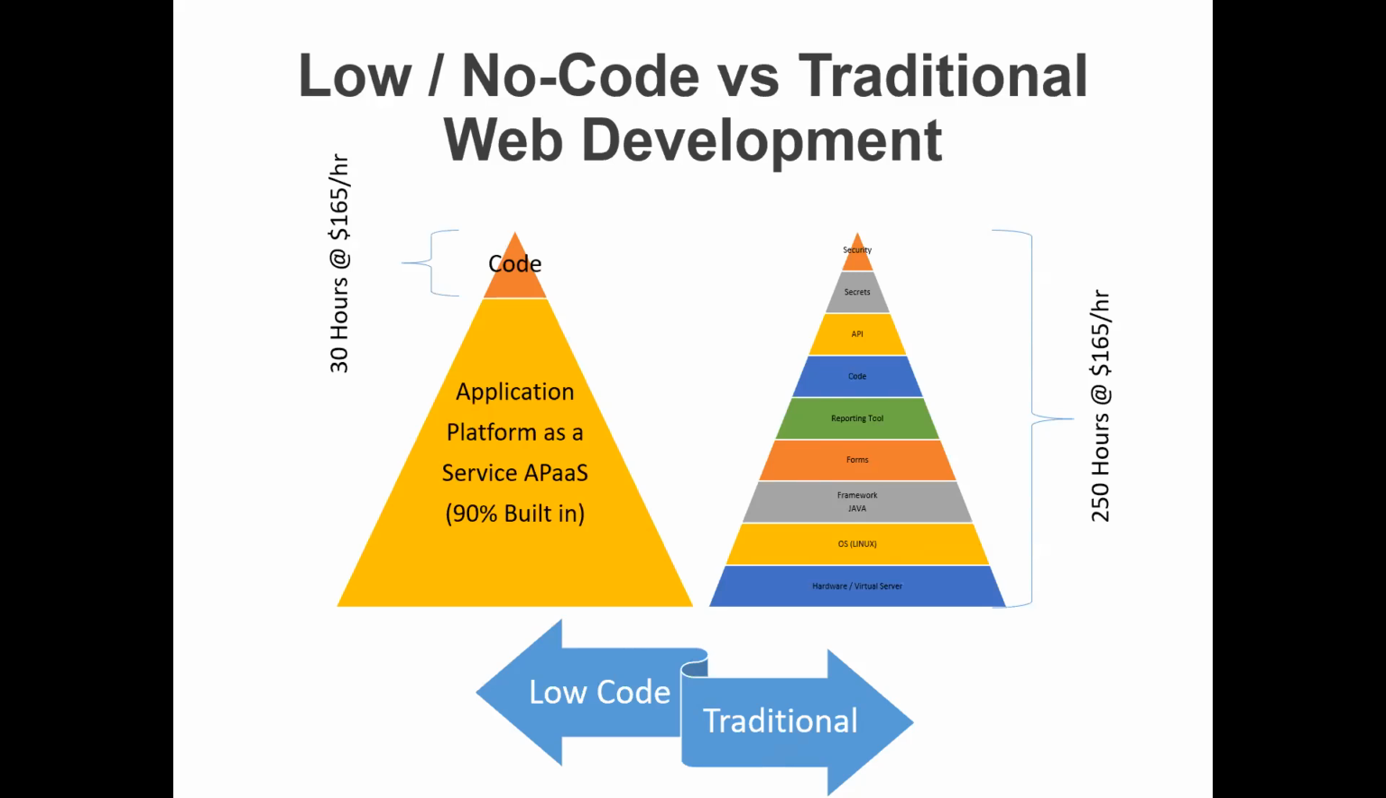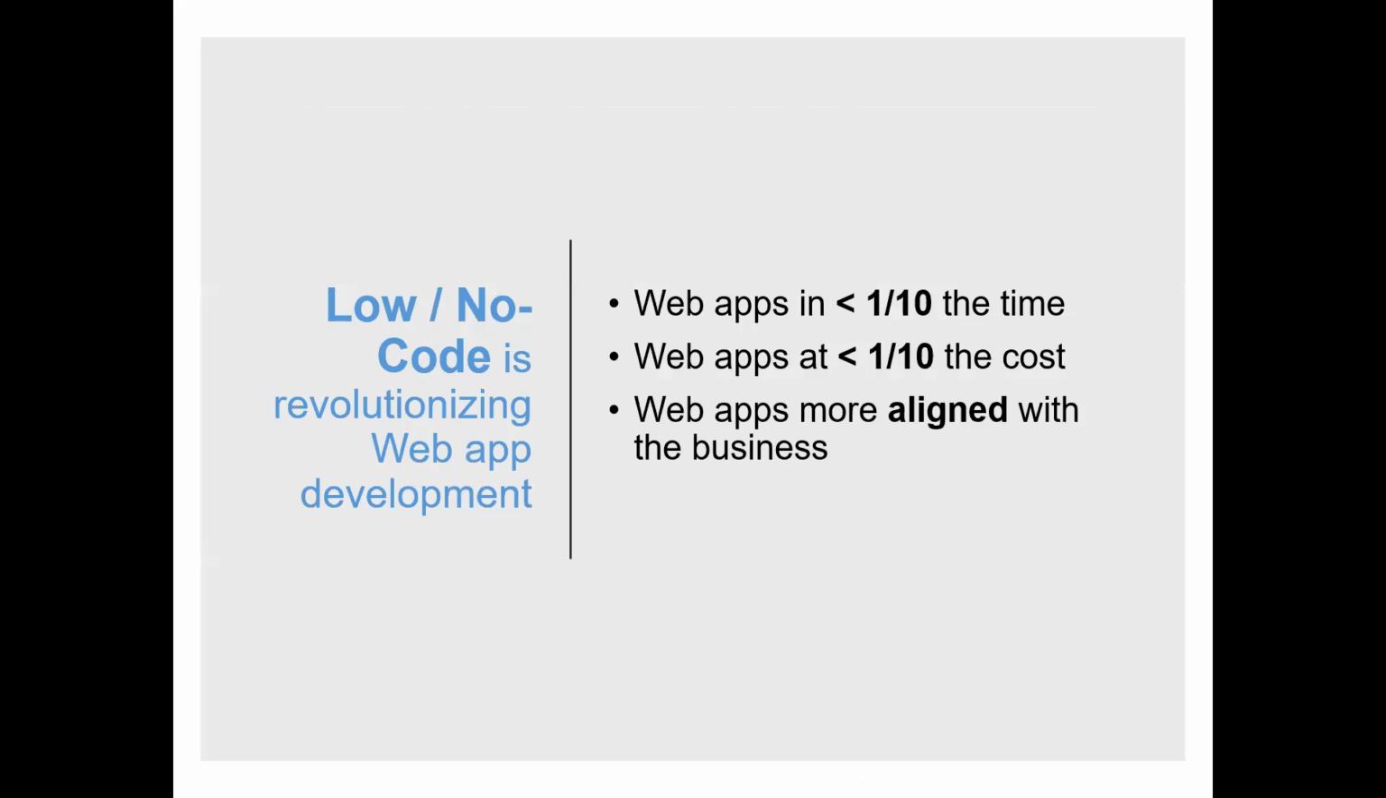Now, what does this mean? What does this mean on the ground? What does this mean in real terms? When you're a business person, you've got a great idea for a web application that's going to optimize a process or help you go after a marketplace or interact with your customers. What does it mean to you? Let me show you what we found that it means. Low code, no code is enabling us and our clients to deliver apps in about 1/10 the time, at about 1/10 the cost, and web apps that are a lot more aligned with the business.